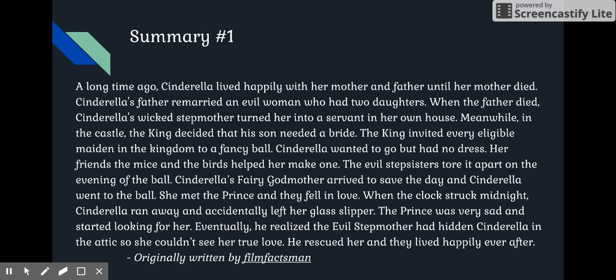Cinderella's fairy godmother arrived to save the day, and Cinderella went to the ball. She met the prince, and they fell in love. When the clock struck midnight, Cinderella ran away and accidentally left her glass slipper. The prince was very sad and started looking for her. Eventually he realized the evil stepmother had hidden Cinderella in the attic so she couldn't see her true love. He rescued her, and they lived happily ever after. You've already probably guessed that this summary received a score of 4.